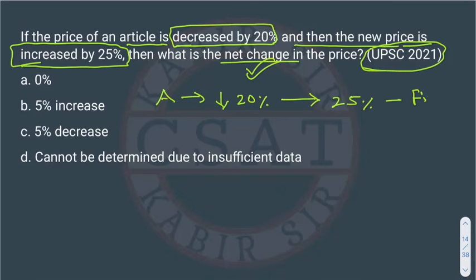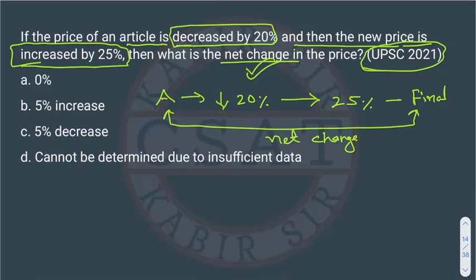So he is asking that the final price and the original price, the difference between them will be the net change. So this will be net change, final price minus original price, right? So he is asking the net change only. So how will we calculate it?